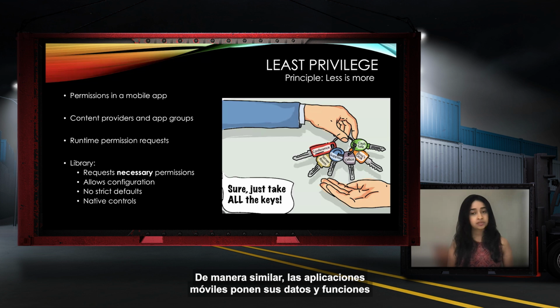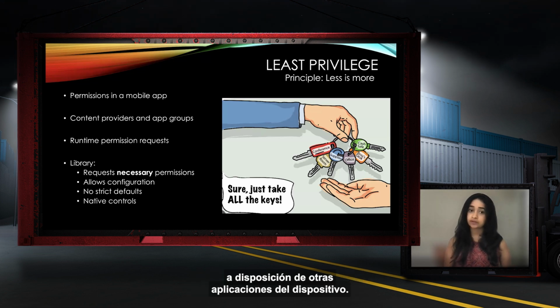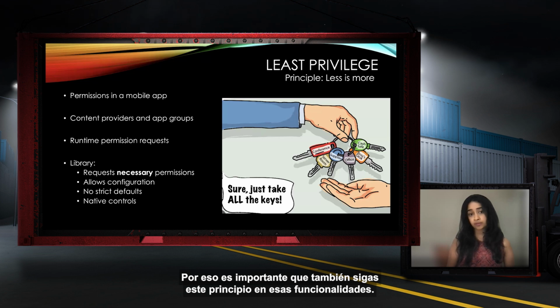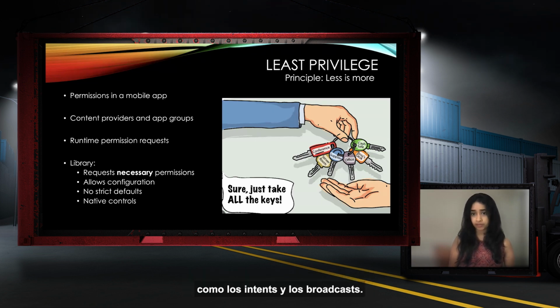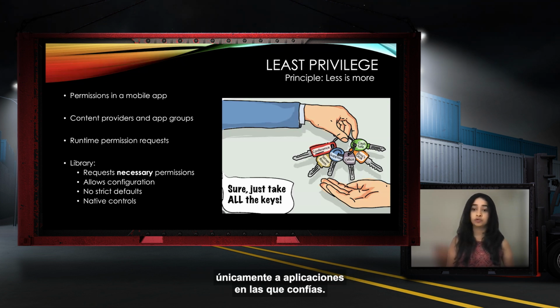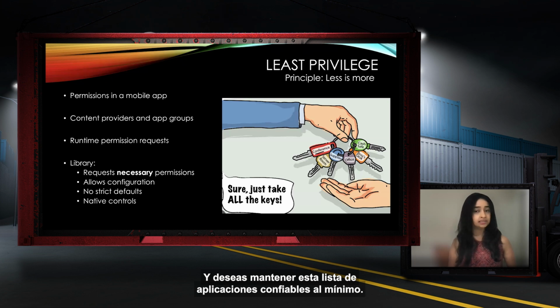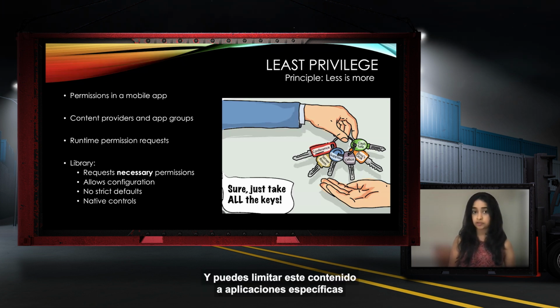Similarly, mobile applications make their data and their functionality available to other apps on the device. So it's important that you follow this principle in those functionalities as well. Android developers should be aware of content providers like intents and broadcasts. And these content providers should also be limited only to applications that you trust. And you want to keep this trusted list of apps to a minimum. And you can limit this content to specific apps of a group that you trust.